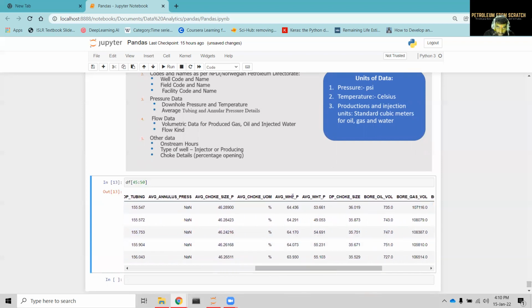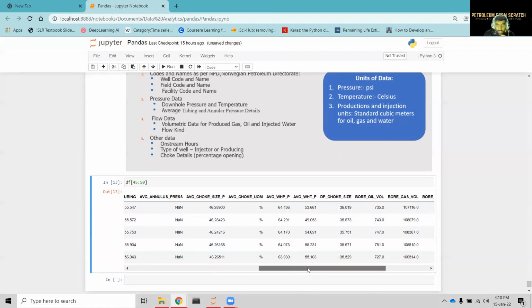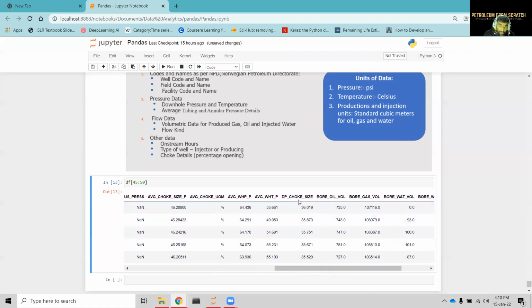Average wellhead pressure is there. WHP is your wellhead pressure. Average wellhead temperature is there in Celsius, and this wellhead pressure is in PSI. This is temperature. Now DP across choke. This is differential pressure across your choke. It is also a pressure, in PSI, differential pressure across choke in PSI.